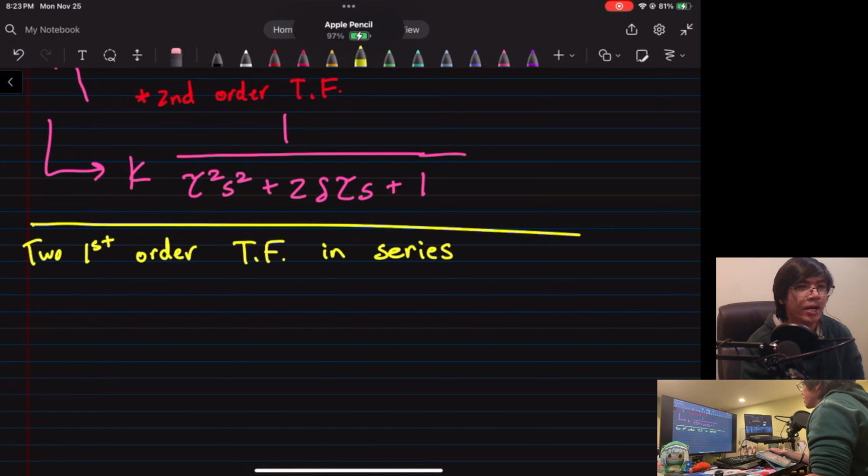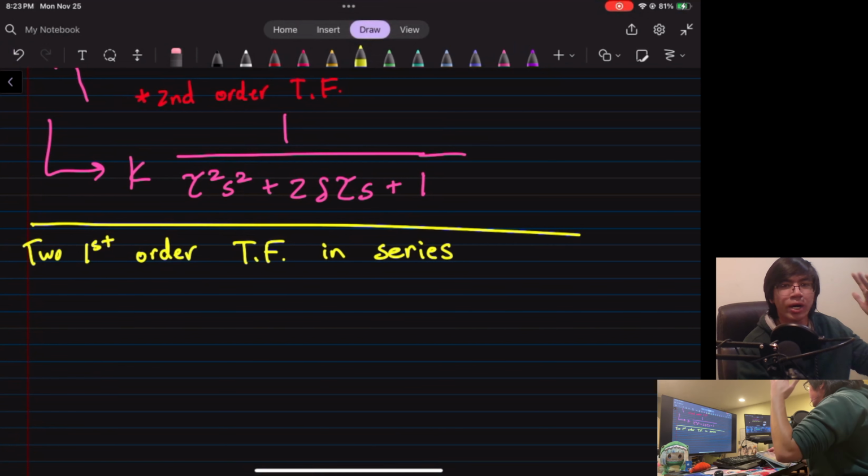Typically it's underdamped, critically damped, and overdamped. Overdamped is when zeta is greater than 1, and it comes to that equilibrium or steady state slower than it would be if it was critically damped.